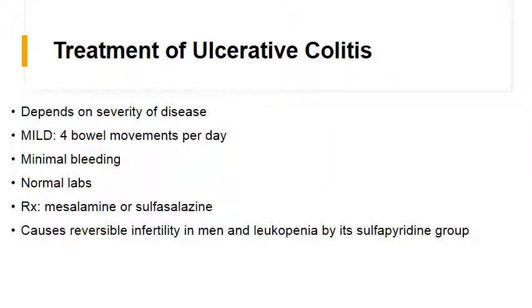Now, treatment of ulcerative colitis also depends on the severity of disease. If it's mild, less than 4 bowel movements per day, minimal bleeding, normal labs, give mesalamine or sulfasalazine. Sulfasalazine can cause reversible infertility in men and leukopenia because of the sulfapyridine group. That's why mesalamine is preferred.